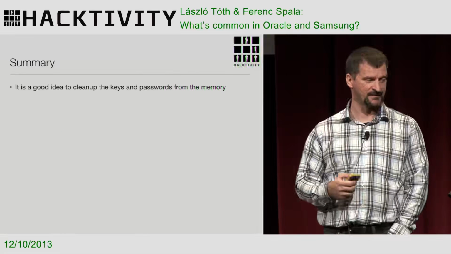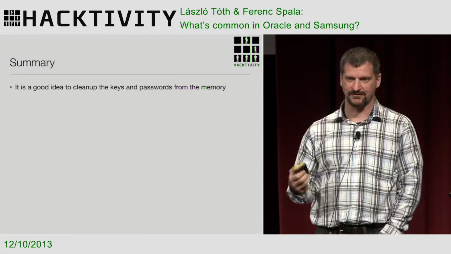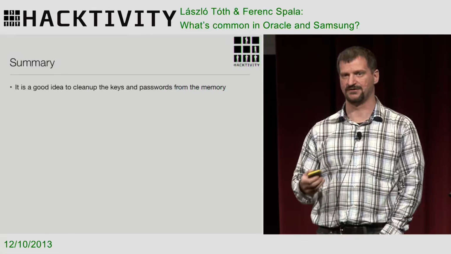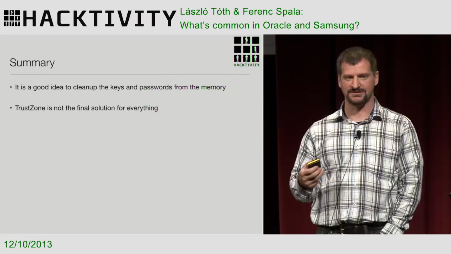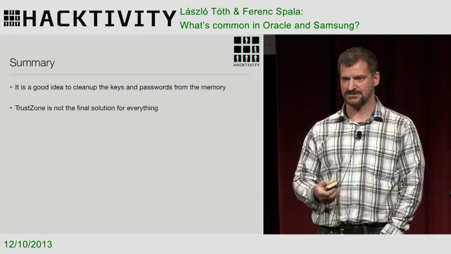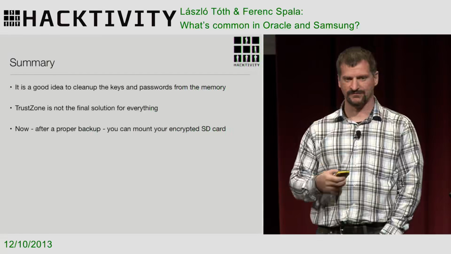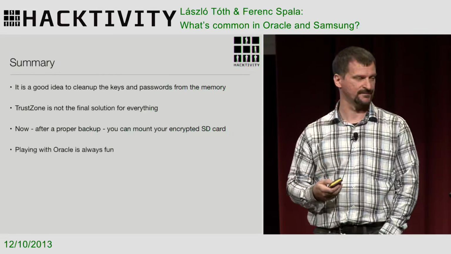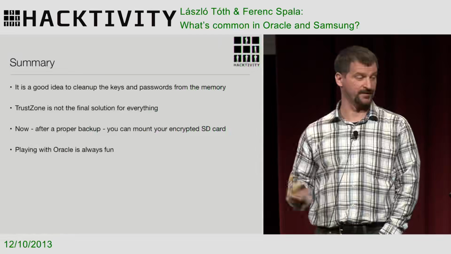OK, summary. We think it's a good idea to clean up the clear text encryption key and the password from the memory. So we showed you how you can dump the encryption key and the password from the memory of a Samsung phone. We showed you that TrustZone, this new magic, is just another security technology that should be used in the right way. We solved the mystery of the SD card encryption of the Samsung phones. And we showed you playing with Oracle is always fun. Just don't break copyright.